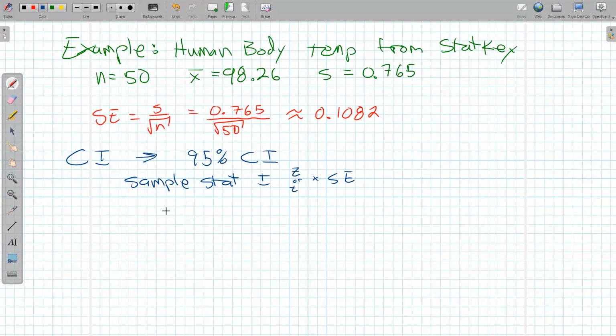So right now, what do I know? I know the sample statistic, the sample mean, is 98.26 plus or minus, I have to find that z or t score, and then I just found the standard error there, about 0.1082. To find a z or a t score, I either need to use the StatKey normal or t, or a spreadsheet. So I'll do both of those.